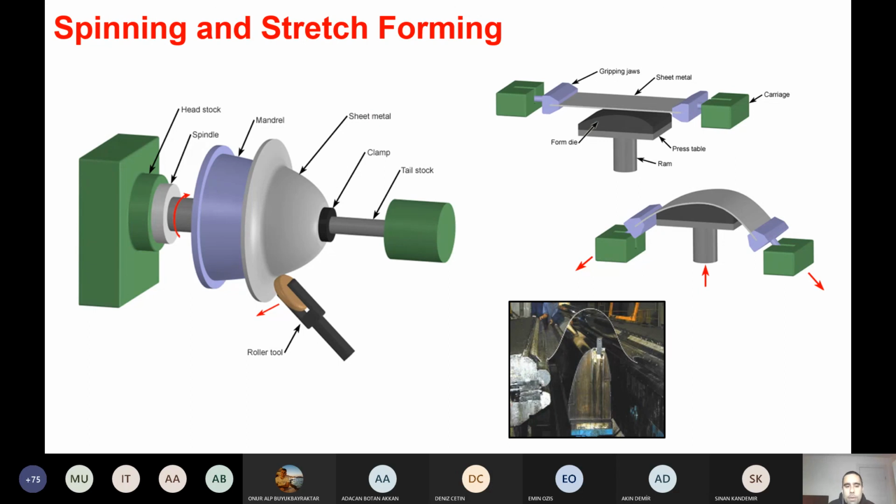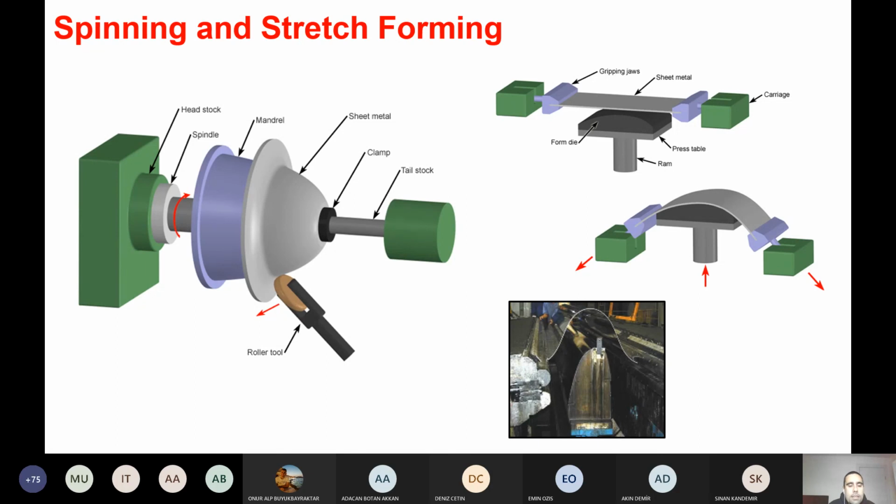Spinning and stretch forming are two special types of sheet metal forming processes. Stretch forming is used to bend very big sheets which cannot fit into a normal press. So there are some separate hydraulic systems moving the die and some clamps holding the sheet from the sides, and then it is formed or bent to have a nice curved shape.